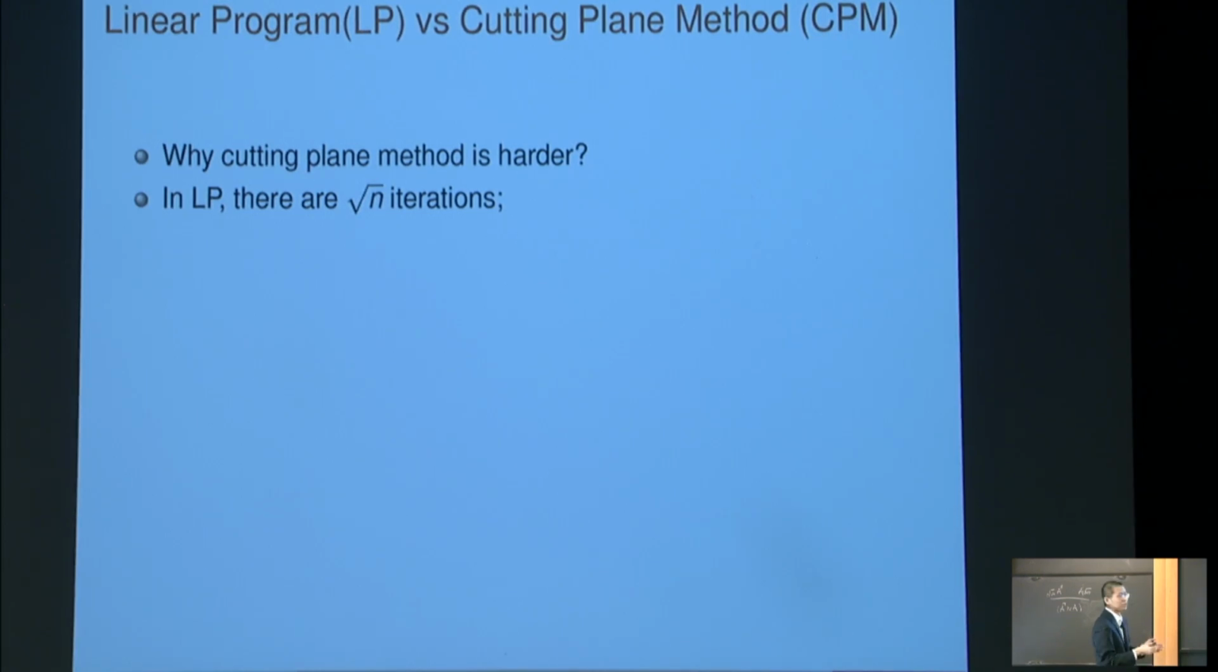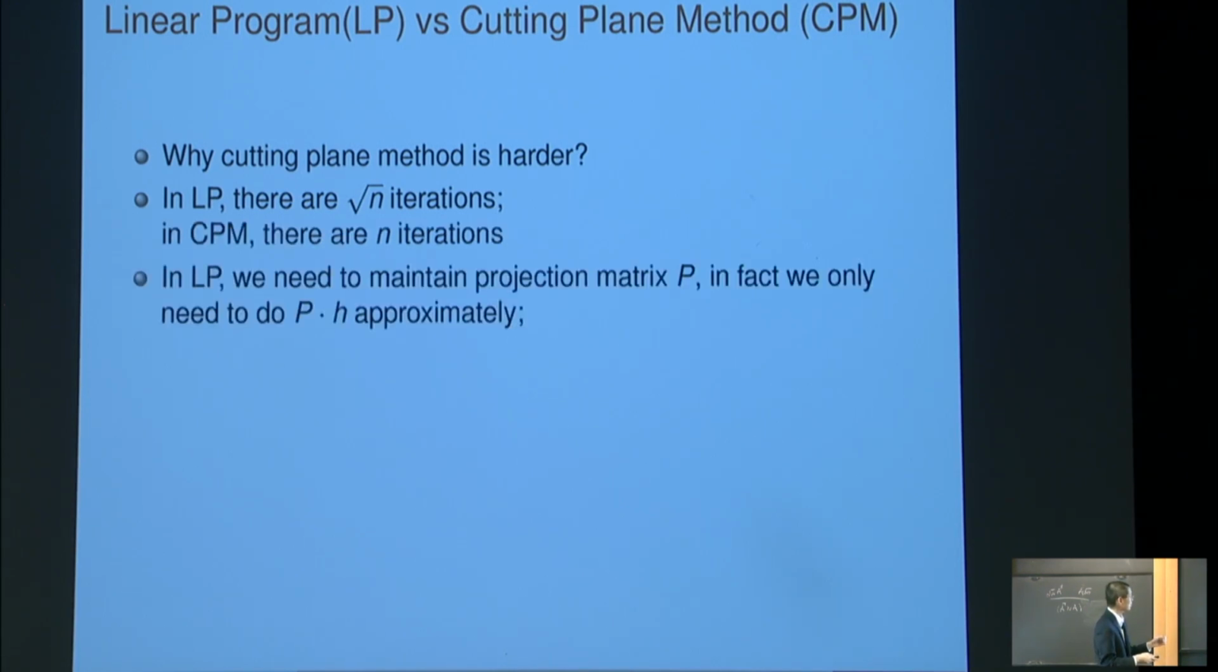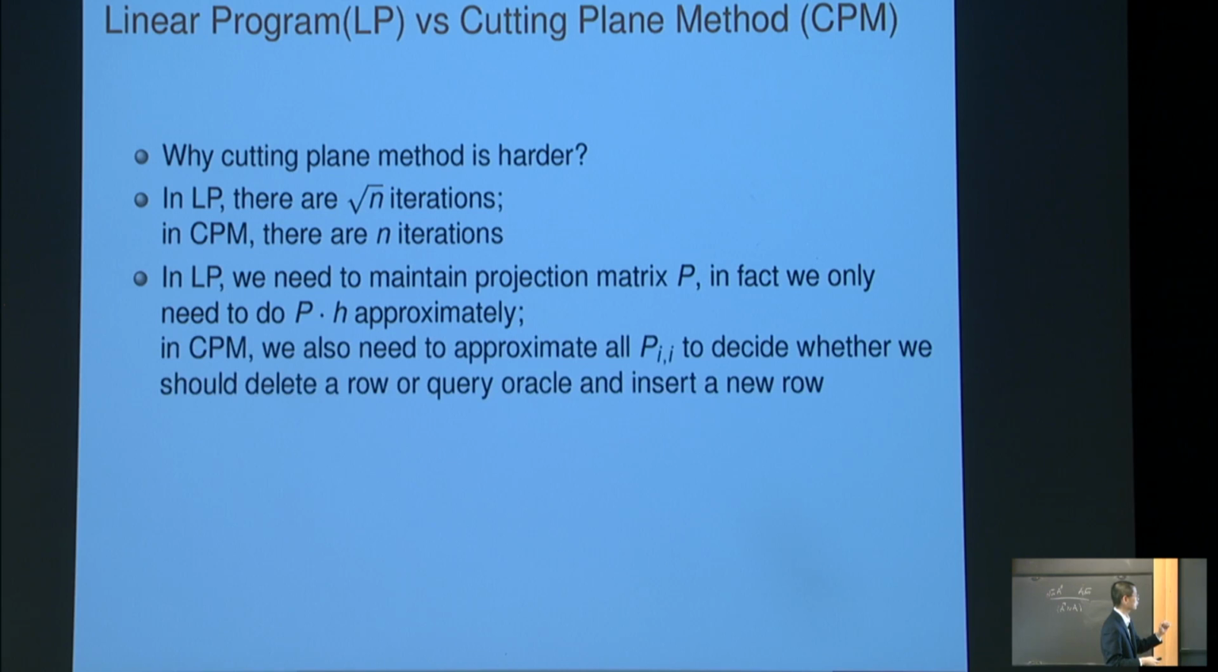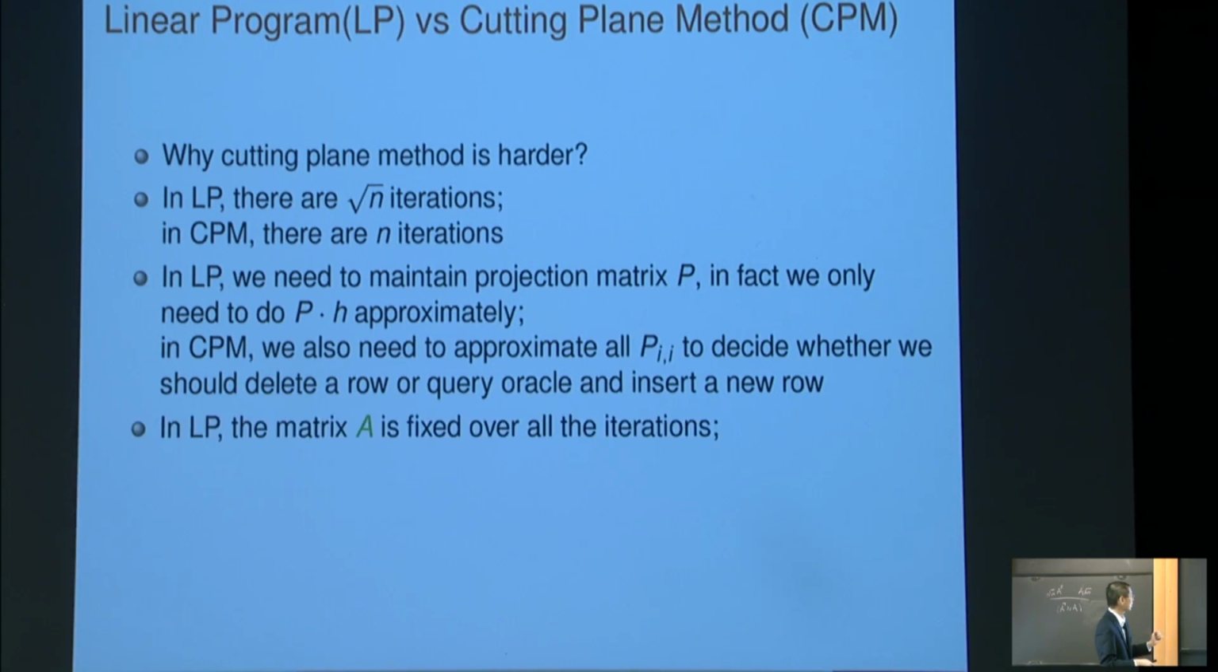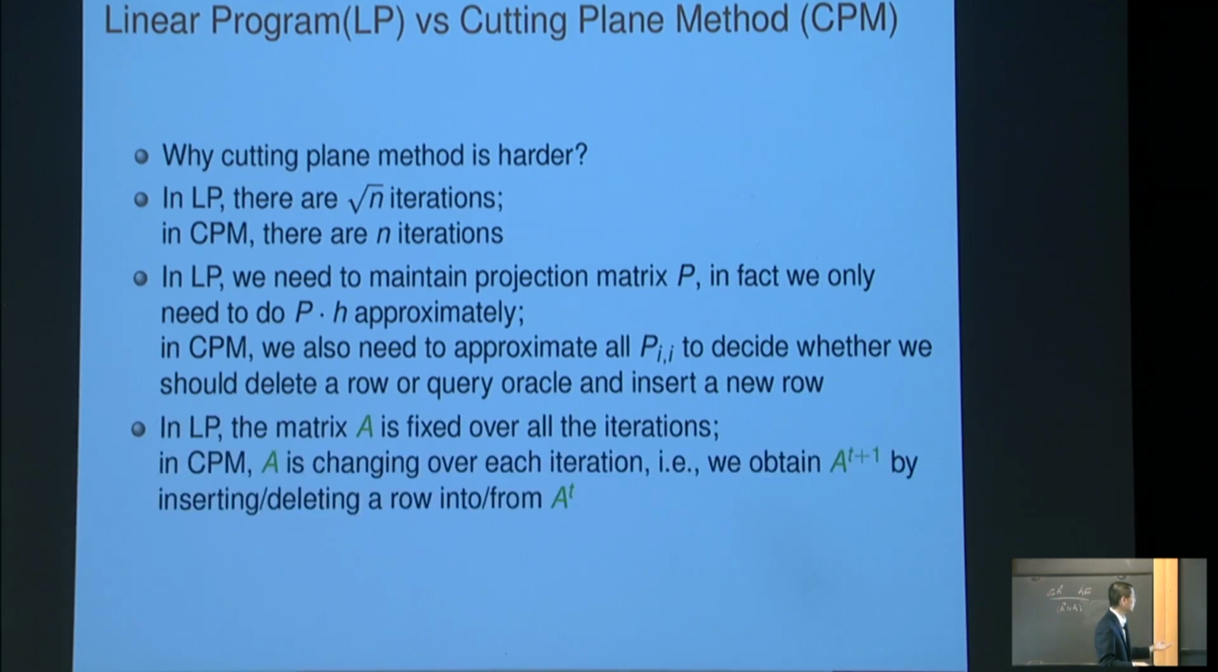Okay, so I'm just going to describe the main difference between LP and cutting plane. LP takes root n iterations in roughly the same framework, but cutting plane takes n iterations. And in LP, most of the time we just care about P times h. We never care about diagonal entries. But in cutting plane, we need to care about diagonal entries, and it's important to decide which row to remove and which row to insert. Also, in LP, A is fixed over all iterations, and in cutting plane, A is changing over all iterations.